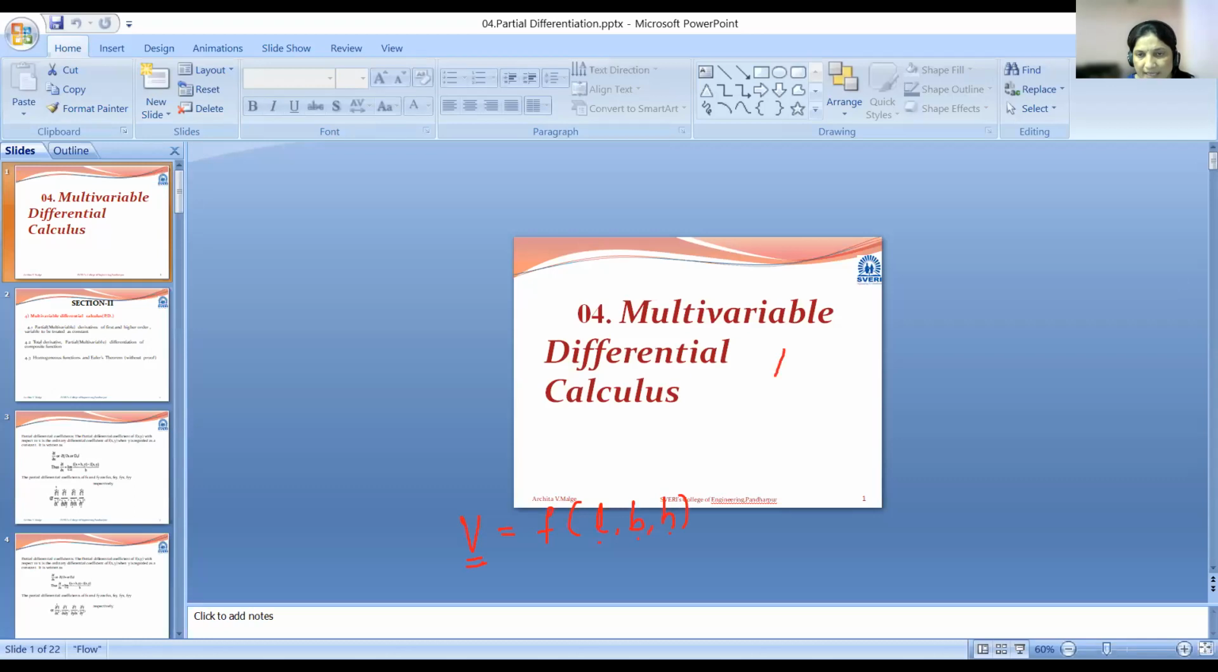What about area? Area depends upon length and breadth. Okay, there are two variables. So here if you are taking A equal to f of L, B, that means z is equal to f of x, y. z is equal to f of x, y is called a function of two variables.